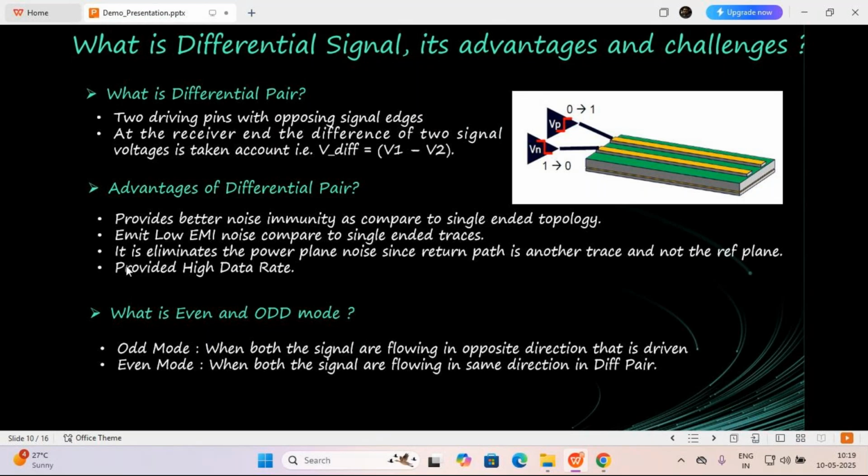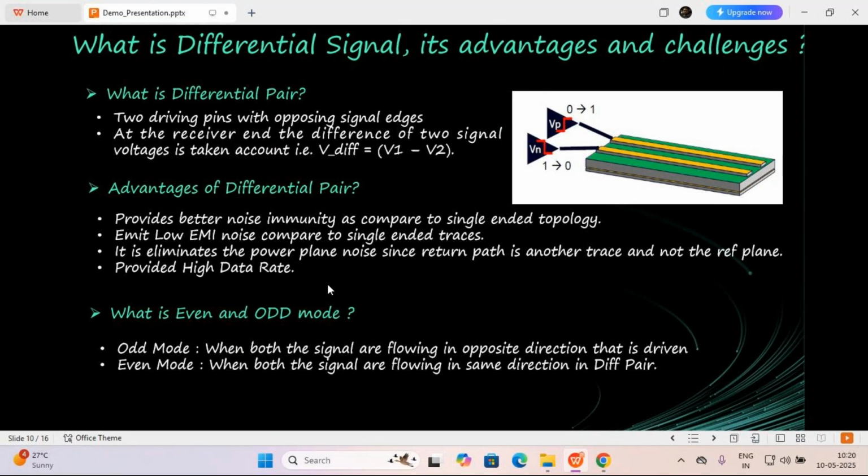And it provides a high data rate. Since we get noise immunity, we can transfer a higher data rate over this signal. It will not get distorted. Now in differential signaling, we have two modes of operation: even mode and odd mode. Even mode of operation is when the signals are flowing in the same direction in a differential pair, and odd mode is when the signals are flowing in opposite directions.